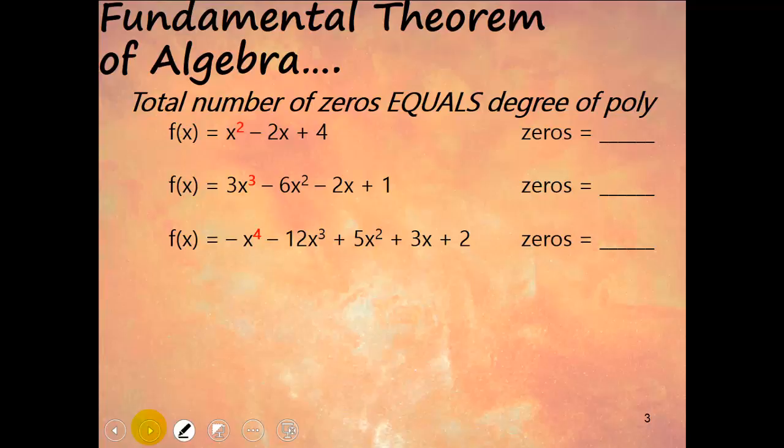So let's use our fundamental theorem. It says that whatever my degree is, that's the number of zeros. It could be complex, it could be real, but that's the number of zeros. So here my degree is 2, so my number of zeros is 2. Here my degree is 3, so the number of zeros is 3. Here my degree is 4, so the number of zeros is 4. So go ahead, answer the video question, and come back.